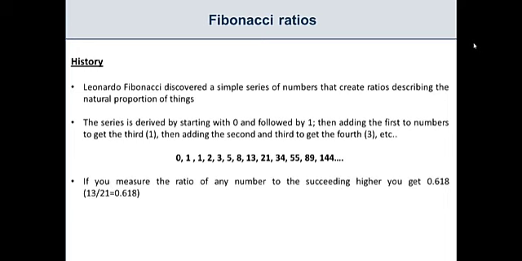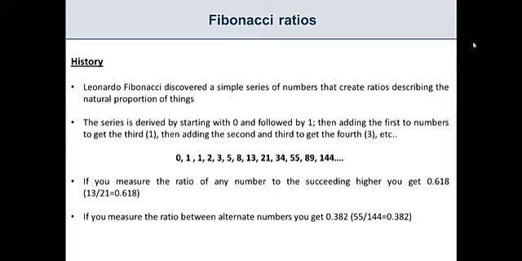For example, if you measure the ratio of any number to the succeeding higher, you get 0.618. For example, if we divide 13 by 21, you get 0.618. If you divide 34 by 55, you get 0.618. And this is the golden ratio, traders. 0.618 is the most used ratio when you are actually trying to trade with Fibonacci's.